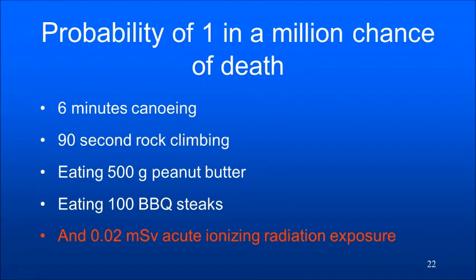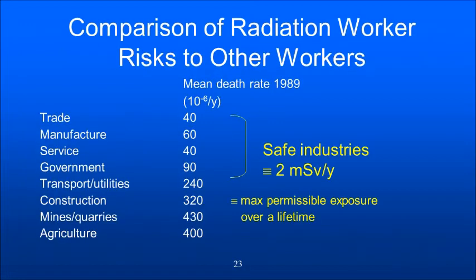And there are other things that could also result in one death in a million. For example, 90 seconds of rock climbing. Eating just 500 grams of peanut butter, I do eat a lot of that. And eating 100 barbecue sticks. And getting an exposure of 0.02 millisievert of acute ionizing radiation could result in one death in a million. You know, this actually compares with a very nearly safe industry limit. That comparison with barbecue sticks and peanut butter is for fun, to keep you all awake.